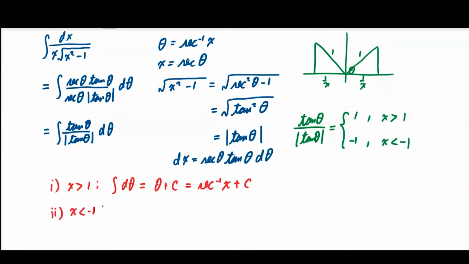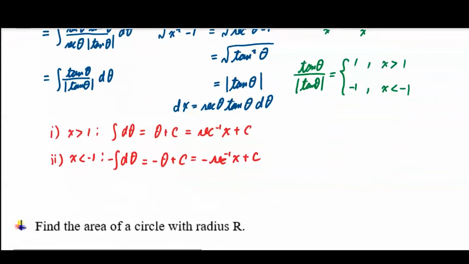Case 2. X is less than -1. And then this thingy doesn't become that, we have a negative sign. You get it? Because of this piece now. Good. Okay, then this becomes negative theta plus c. And that is just negative inverse secant x plus c. So this is a piecewise answer in the integral. You get it? How about that? Very good.